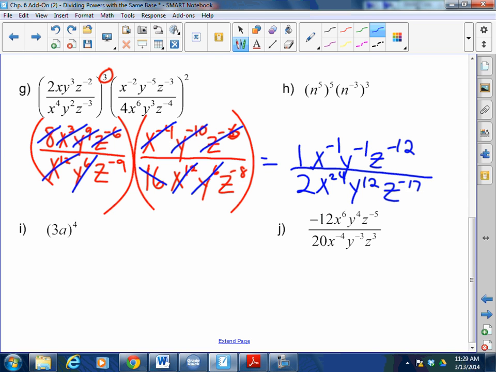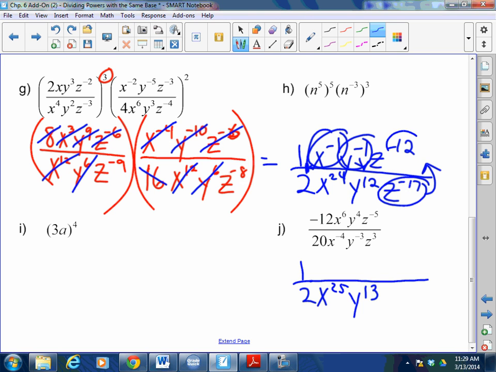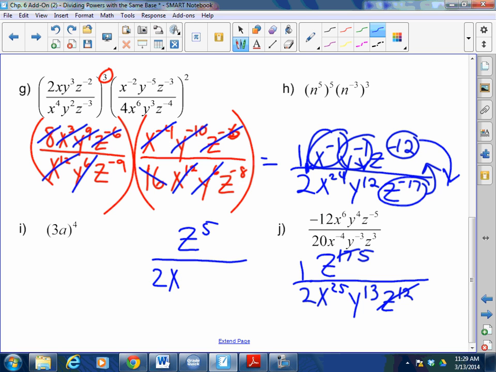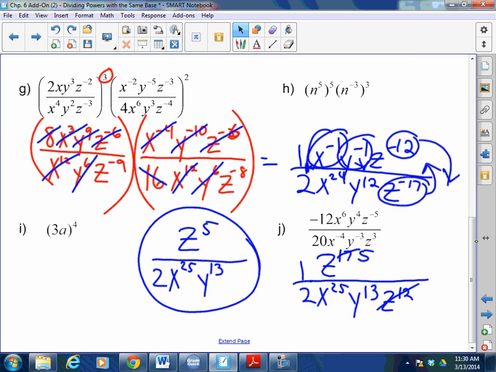Flip them, guys. So this is going to give me my 1/2. This guy goes down, so this becomes an x to the 25th. This guy goes down, so this becomes y to the 13th. That's gone. And then this guy goes up, and this guy goes down. So this is z to the 17th over z to the 12th. Cancel 12 z's from here, cancel 12 from here. My final answer is z to the 5th over 2x to the 25th, y to the 13th. That is the hardest thing you will see.